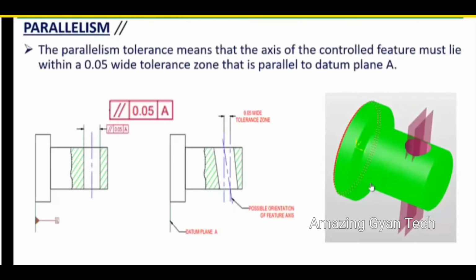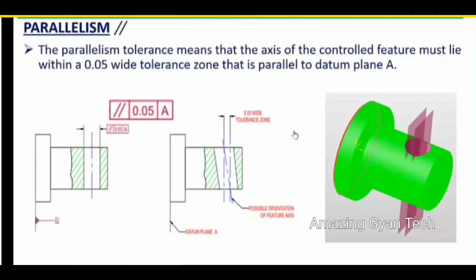So in this case you can see here, they are trying to control the whole axis with respect to the face of this particular component. So datum A is made as the face, and they are given a wide tolerance zone of 0.05. It should be parallel with respect to the datum face A, the whole axis. You can see the two parallel planes separated by a distance of 0.05. The axis should be parallel to this particular face within a wide tolerance zone of 0.05.